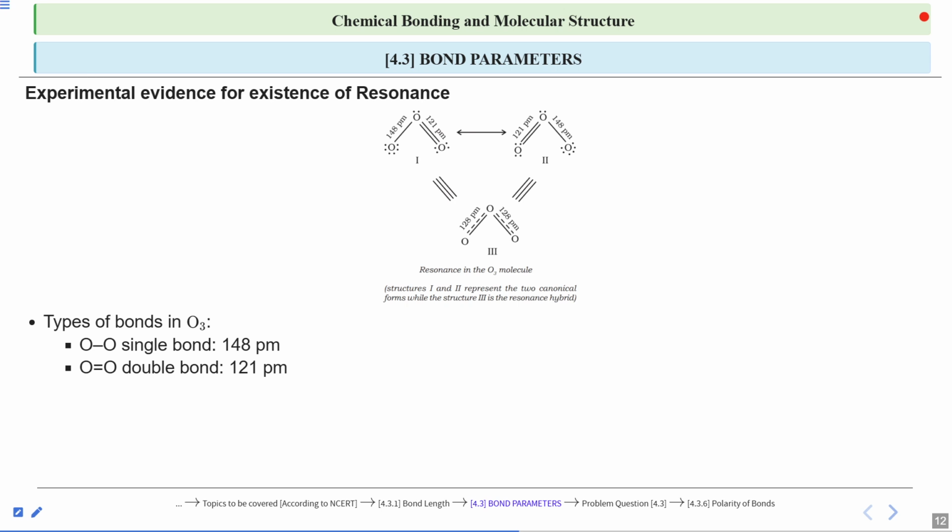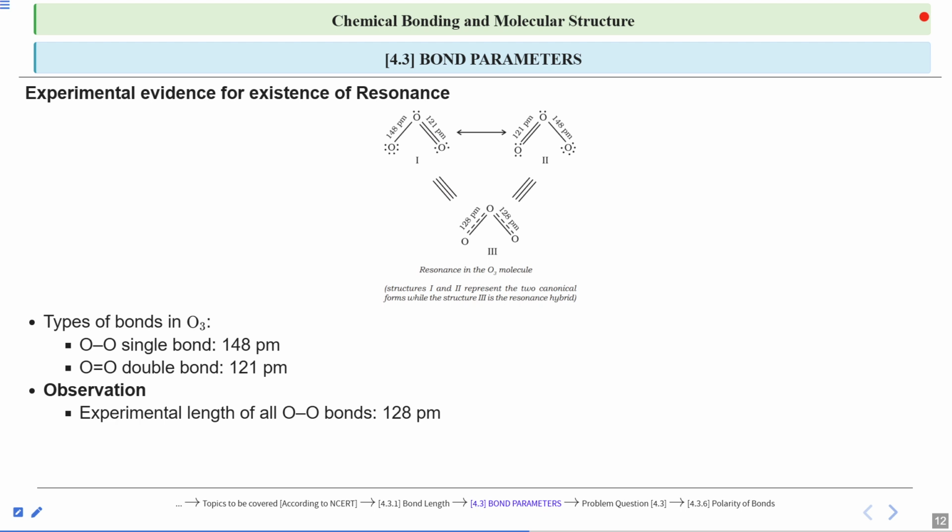But what happens in actual? In reality, it is seen that both of these bonds have a bond length of 128 picometer. This was very groundbreaking in those times. According to the Lewis structure, one should be single, one should be double. So one should be 148 picometer, and these are experimental values. The second should be 121 picometer. But the actual value is neither of these. Instead, it is 128 picometer. I hope you are getting the point here.